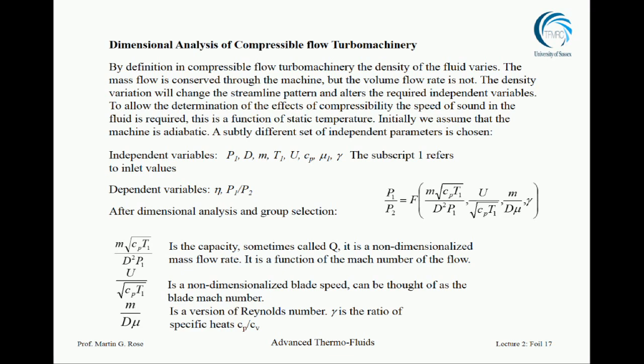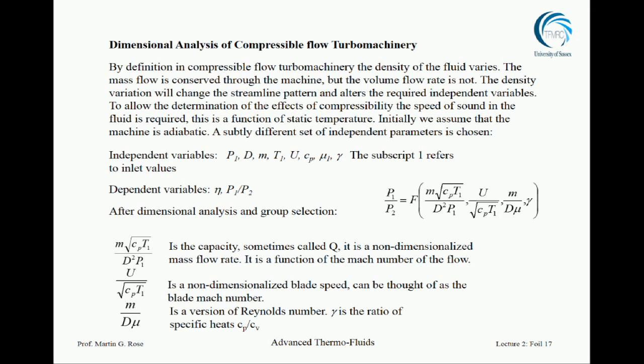We then have M over D mu. This is another disguised Reynolds number. M has density in it, and we have mu on the bottom, and if you write down the dimensions, you'll find this is Reynolds number. But it's how it turns out in a compressible universe, M over D mu.